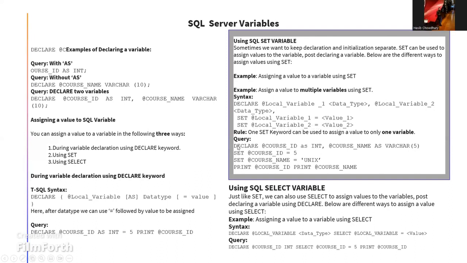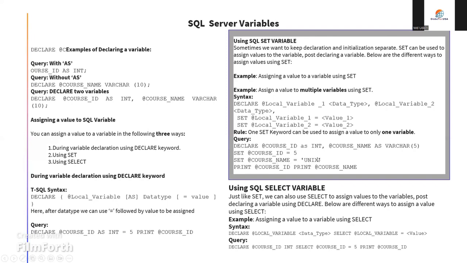So what is the query I'm going to write? That's my instruction. Declare course ID, which is my local variable name, as integer, and course name as a varchar. The first one is my local variable 1, the second one is my local variable 2. And set course ID equal to 5. I'm setting only 5, an integer. It will not be more than 5. And set course name as Unix.